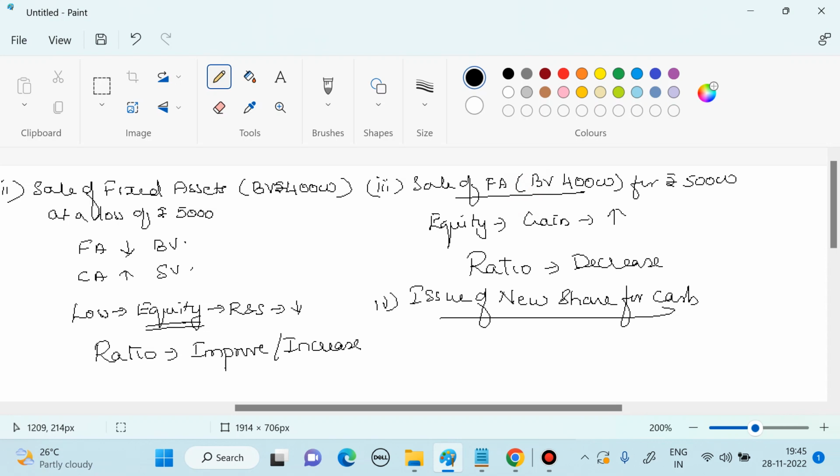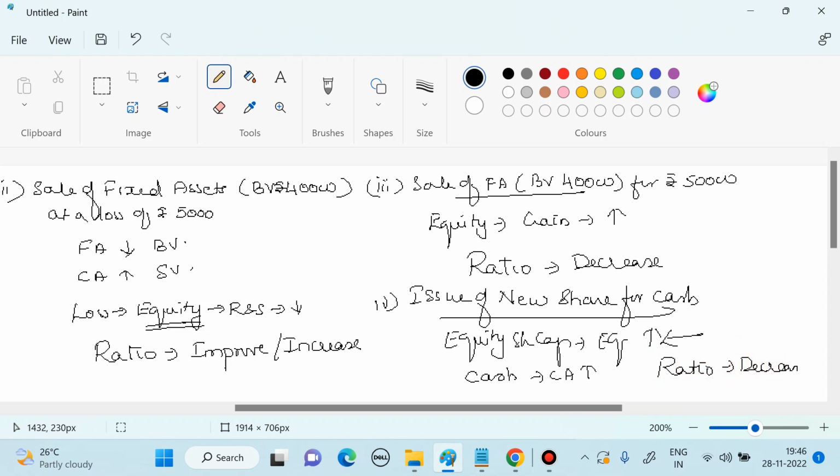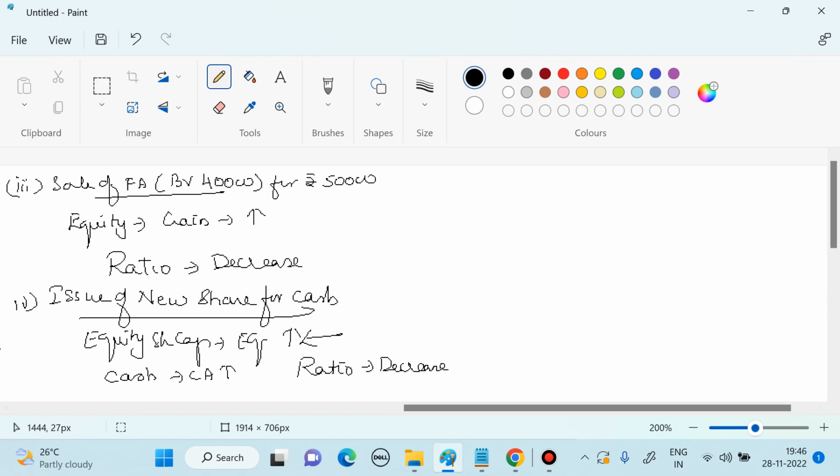Next is issue of new shares for cash. Now what is happening here? Shares are being issued, money is being collected. So two accounts affected are your equity share capital, which is a part of your equity, which increases. At the same time, your cash, which is your current asset, is increasing. The only thing that is affecting our debt to equity ratio is the increase in the equity, which is the denominator. So debt unaffected, denominator equity increases. So what happens to the ratio? Ratio would decrease. Clear?